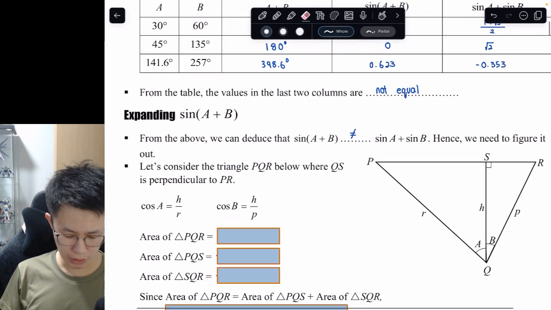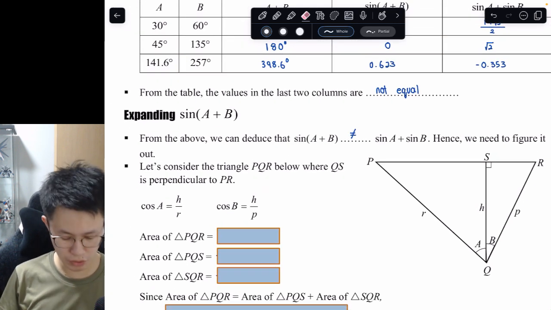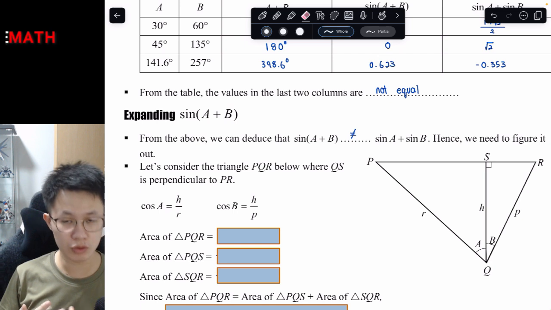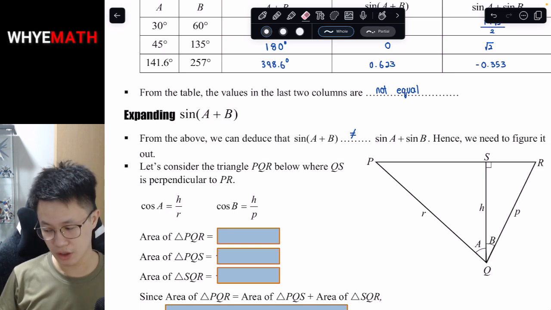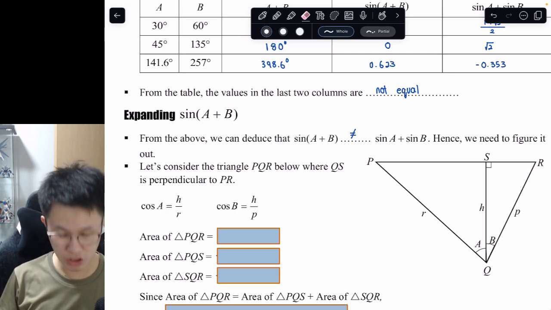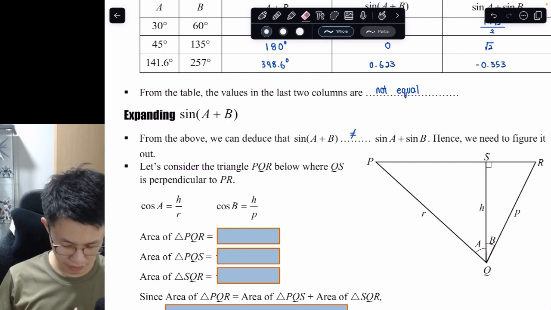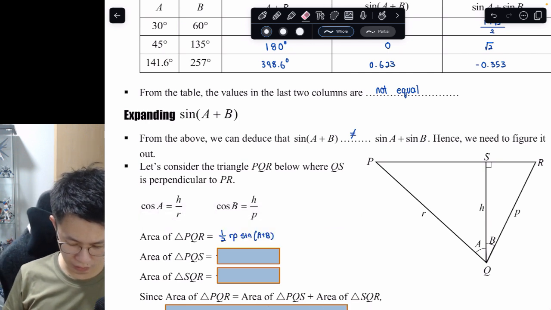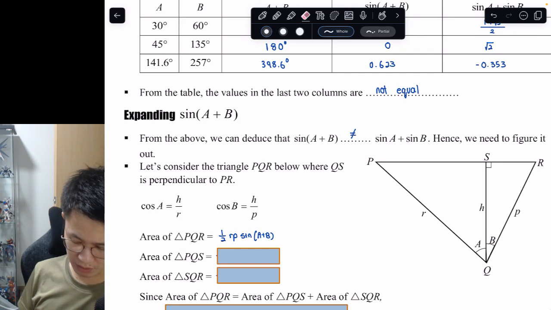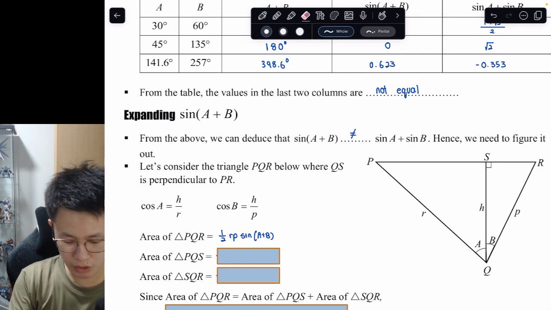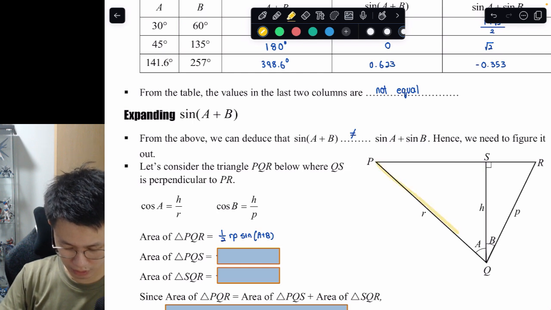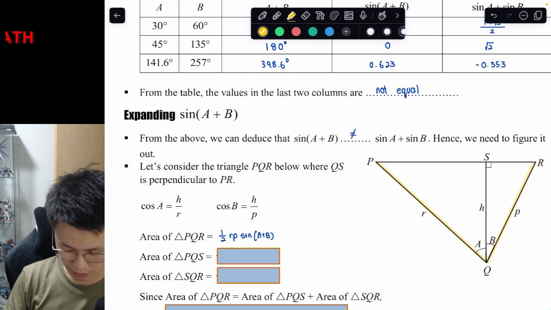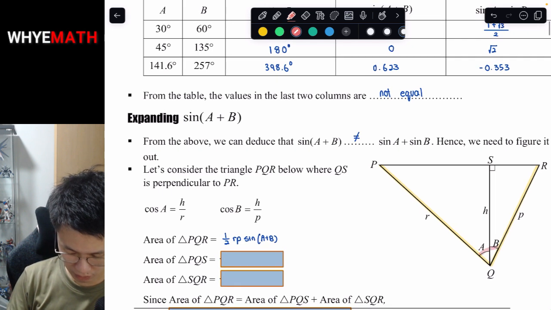So over here, I'm going to use this triangle to show you what's going on. We have learned how to calculate the area of a triangle using trigonometry. So I'm going to calculate the area of the triangle PQR over here, and this would be half of RP times sine of A plus B, right? So if we are looking at the triangle now, this is the length I'm using, and this is the length I'm using, and this is the angle I'm using.